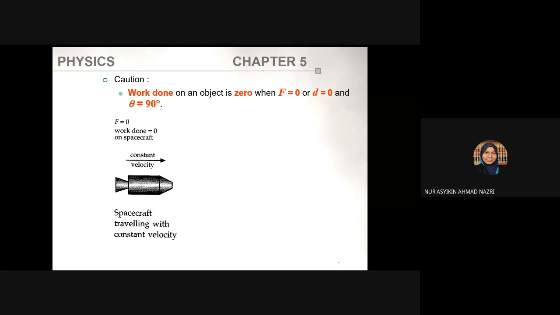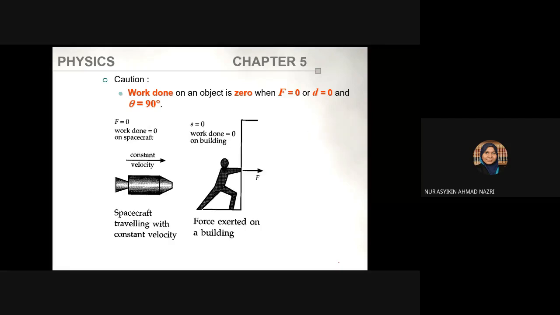Work done on an object is 0 when F equals 0 or D equals 0. So either one lah ya. Okay, so for example like this, work done equals 0 on a spacecraft. Sebab apa? Constant velocity. So when constant velocity, acceleration equals 0, force equals 0, then no work done here.